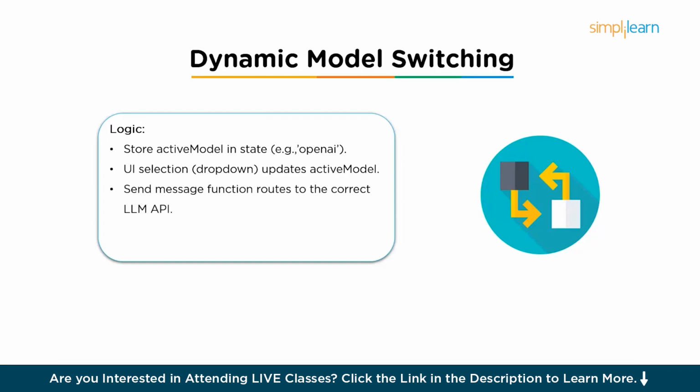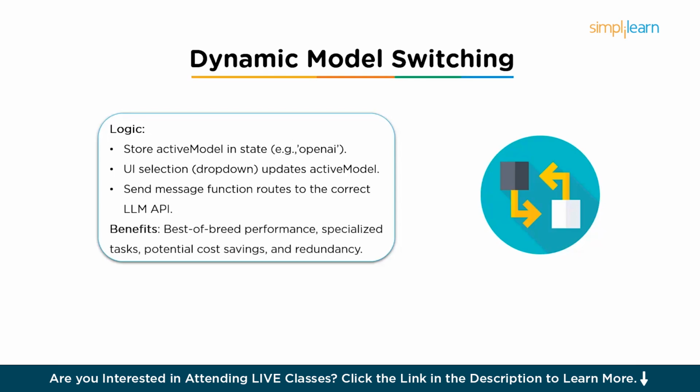Finally, the user sends a message. The send message function routes the request to the correct LLM API based on the currently active model stored in the state. This is where the actual switching happens in the background.